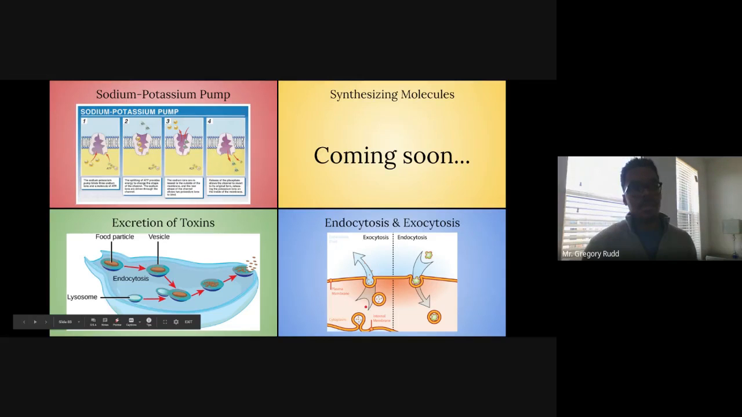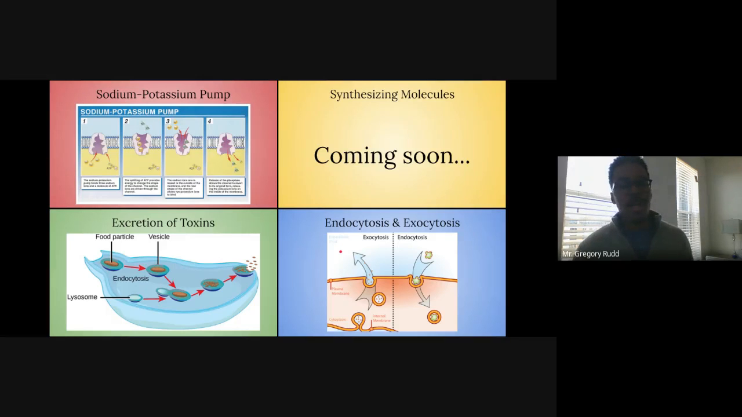So we can see that in this case, whatever this material is, it formed a vesicle, and then that vesicle fused with the membrane, and in doing so, it released that material to the outside of the cell. All of these processes require energy. They require ATP, so they are active transport.